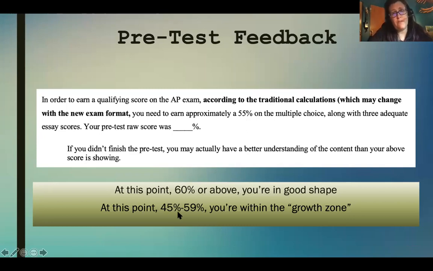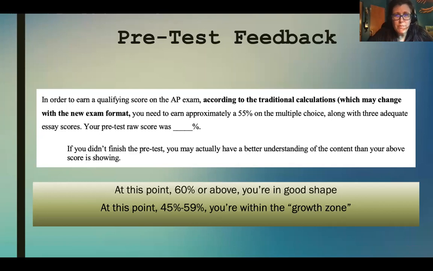If you're below 45 on the pretest, I might have more concerns. And those concerns may be that you're probably going to find the work to be difficult, and you may not get your multiple choice score up to where it needs to be to earn the qualifying score. You are going to grow. I have all of these stories of students who take the pretest and get like a 25% or a 35%. And inevitably, those are the students who grow like 30% over the course of the year, which is amazing. That growth is super important.